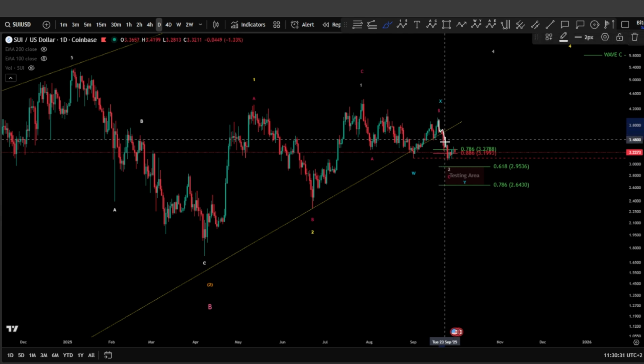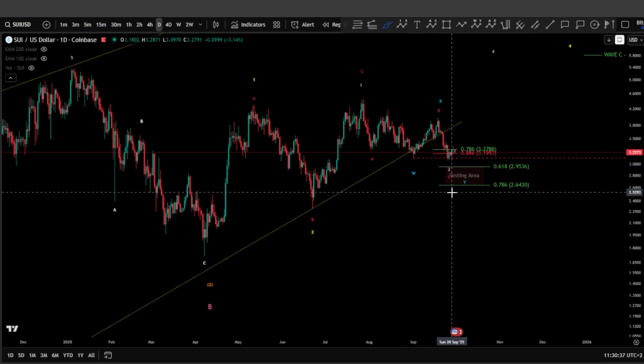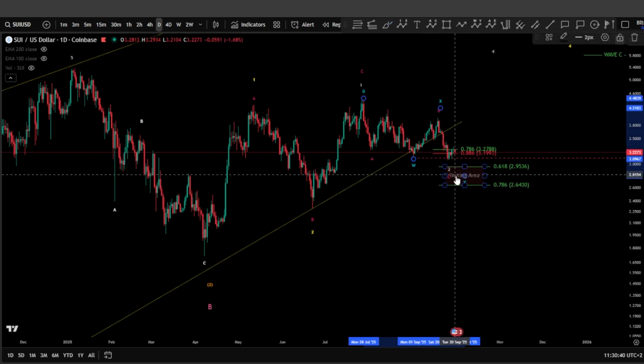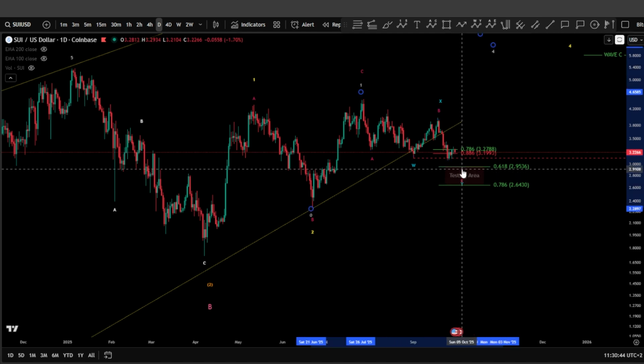Now, currently, we are looking at a 1, 2, 3, and wave 4 given yesterday, and potentially wave 5 might unfold to this testing area, and we're gonna see the reaction in this zone, and we'll see if this is going to be a wave 2 or not.